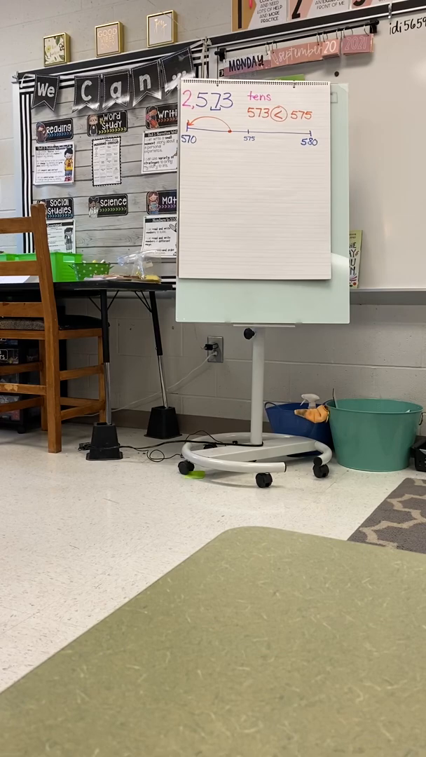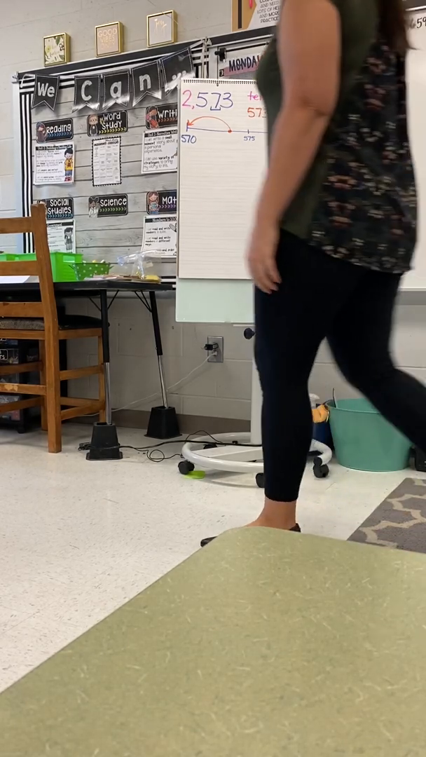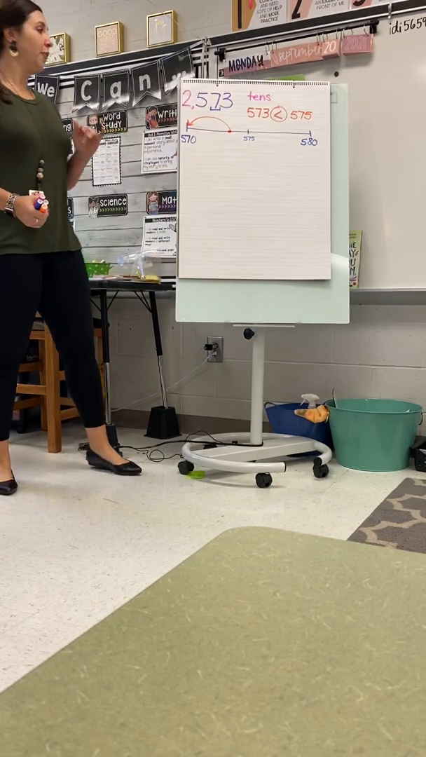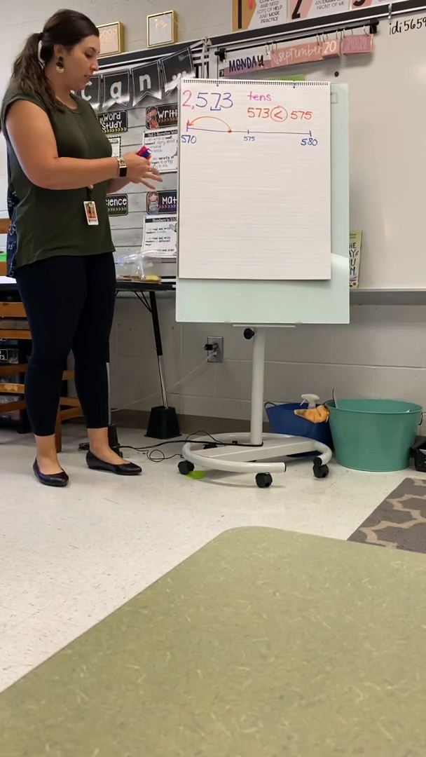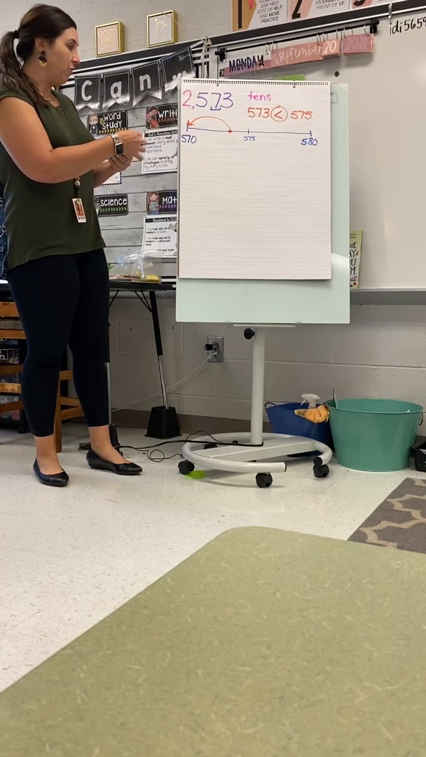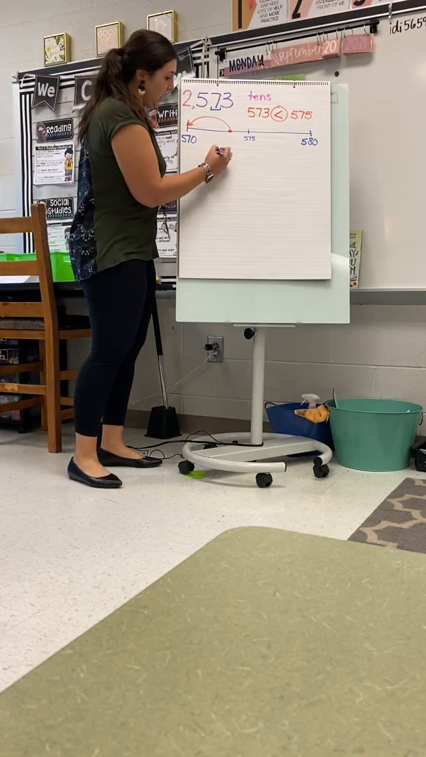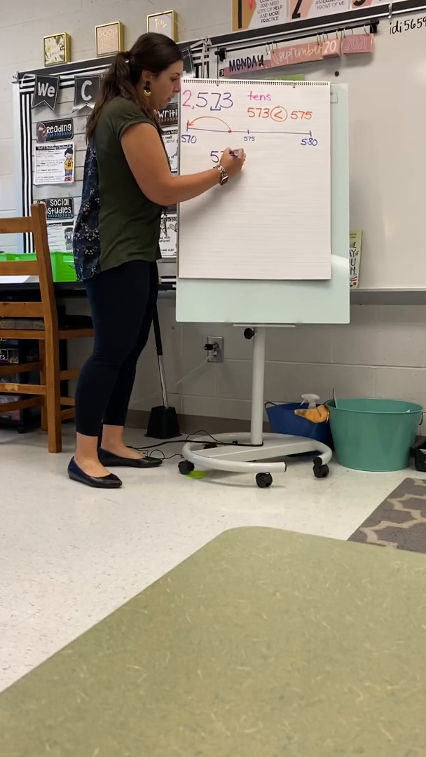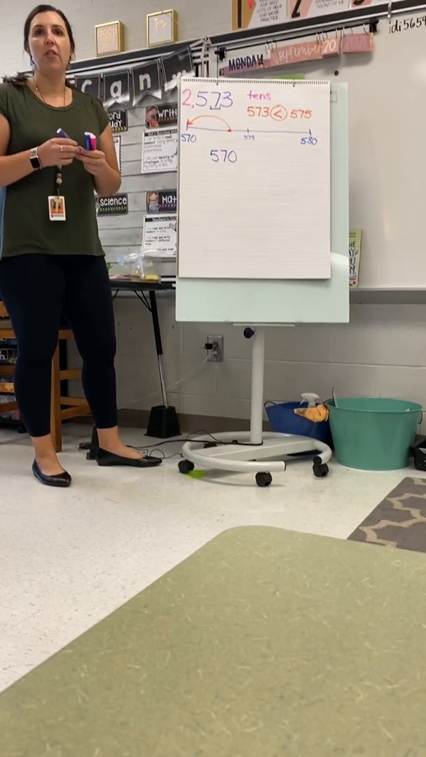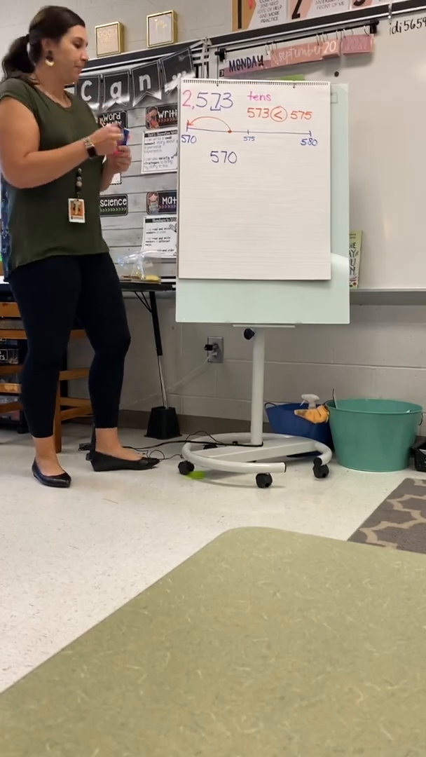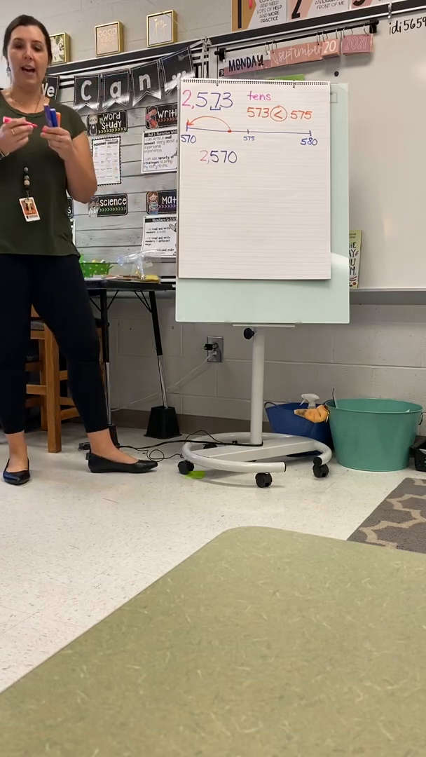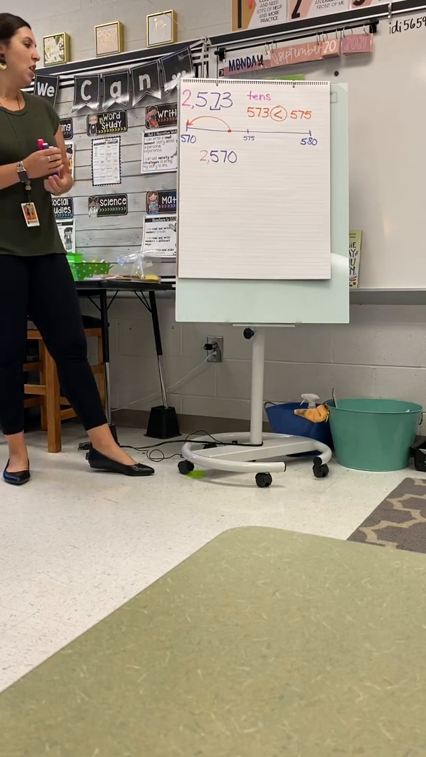Okay, so I noticed a lot of you remembered it's going to be the exact same answer. The only difference is now instead of this just being rounded to the nearest 10 and rounding to 570 like we did for the first one, I just add that 2,000 on the front. So it's 2,570. Got it? We got it.